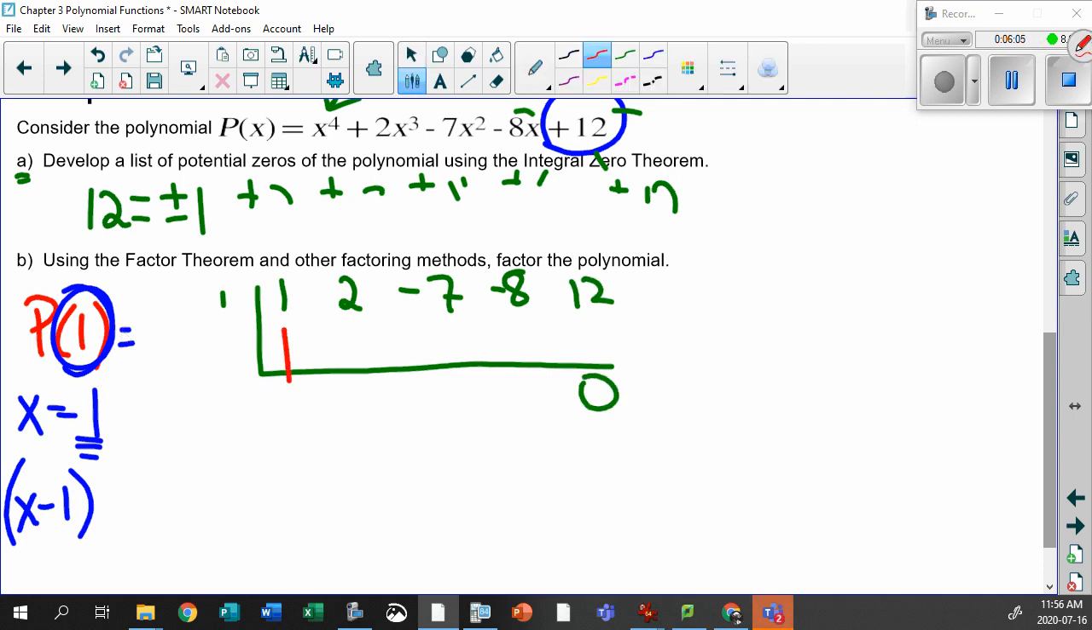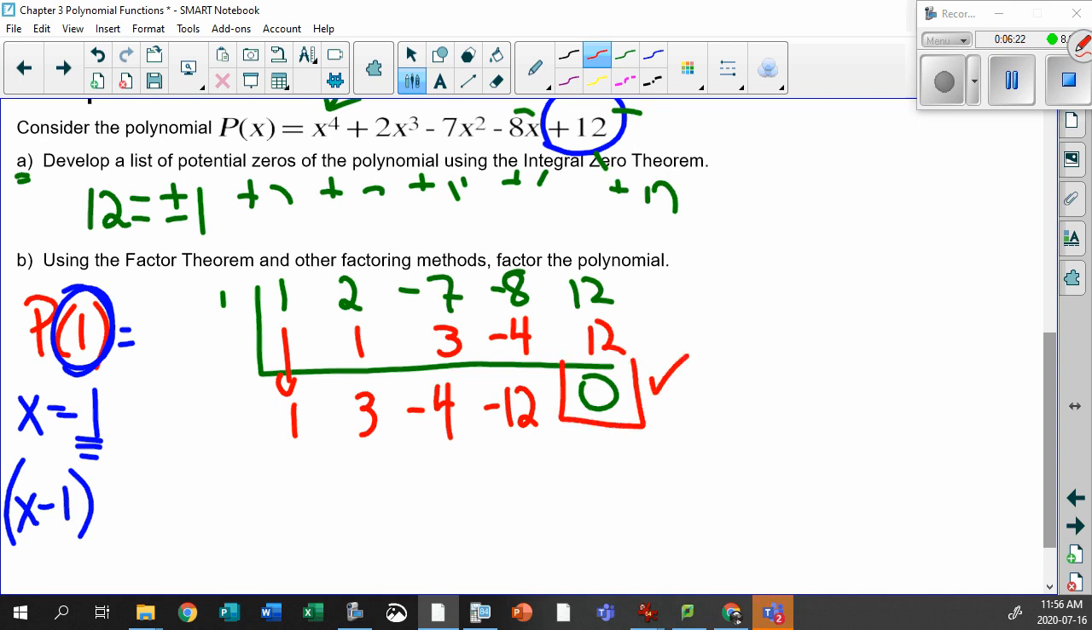Okay, here we go. 1 times 1 is 1. That's 3. 3 times 1 is 3. Okay, that's minus 4. Minus 4 times 1 is minus 4. That's going to give us minus 12. Minus 12 times 1 is 12. Oh, look at that. It worked.